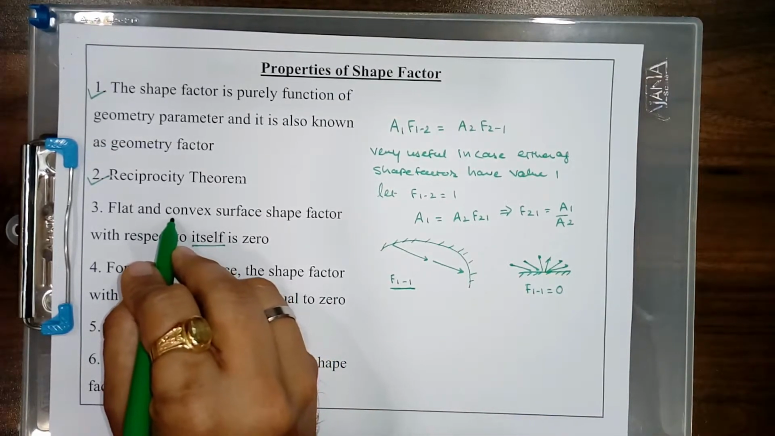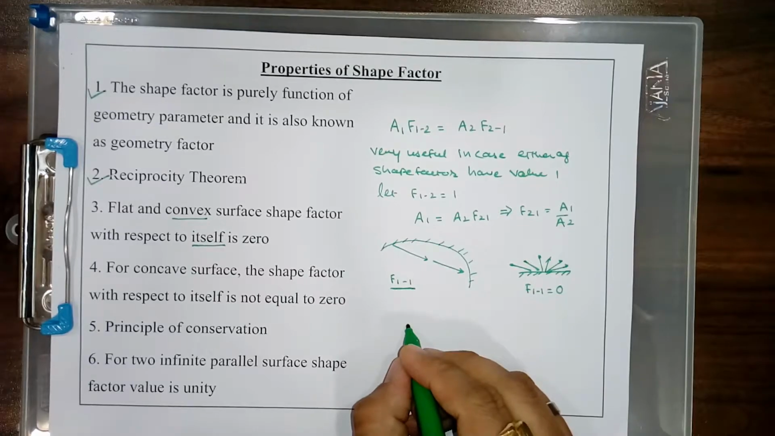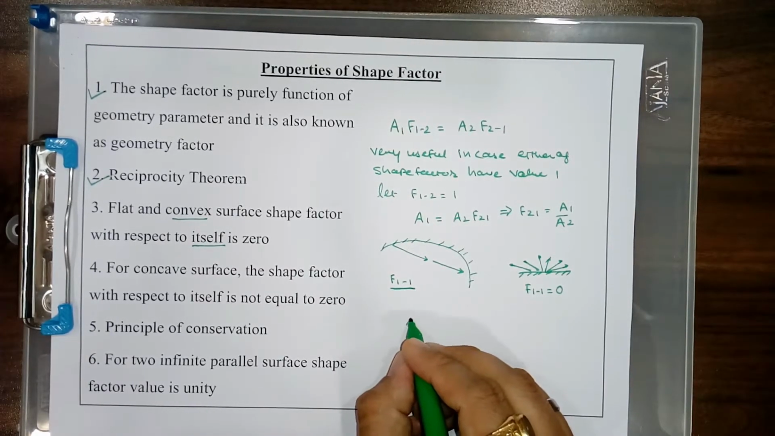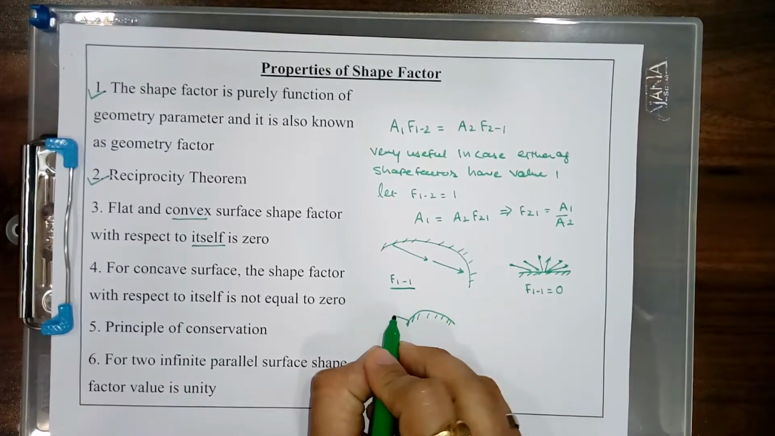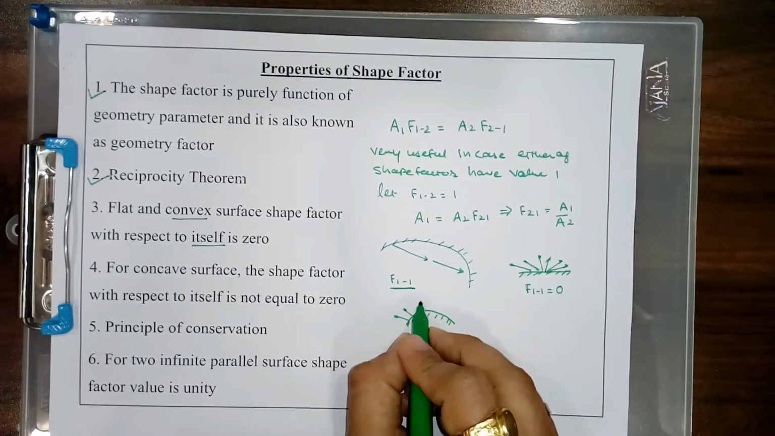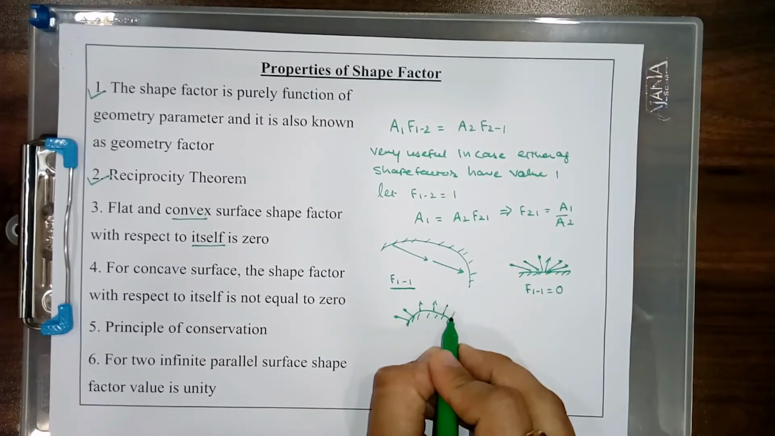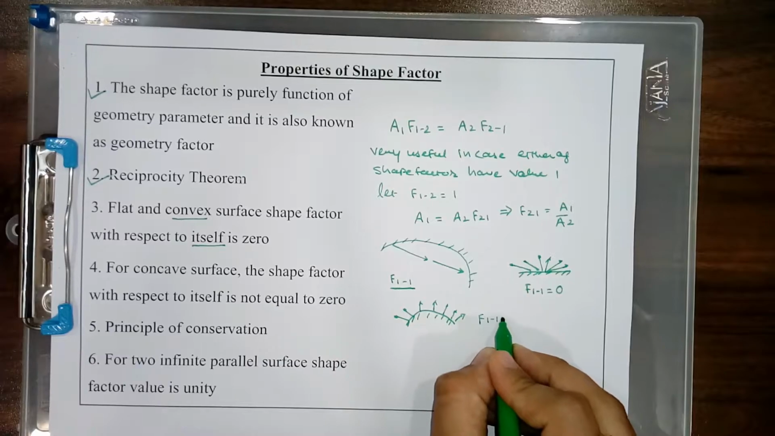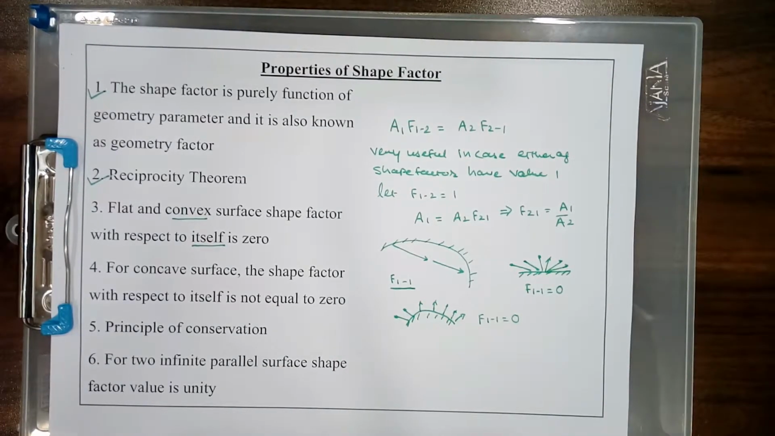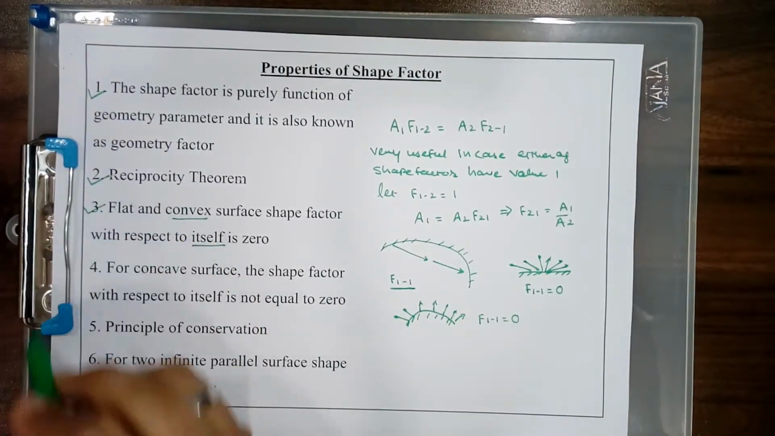Like we discussed, another surface is the convex surface. So this is a convex surface. The emission happens in all directions, so the shape factor with itself is 0. So it is very easy to understand.